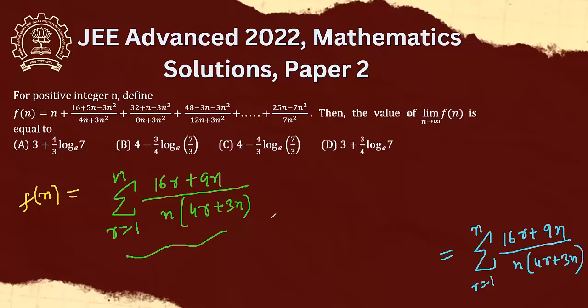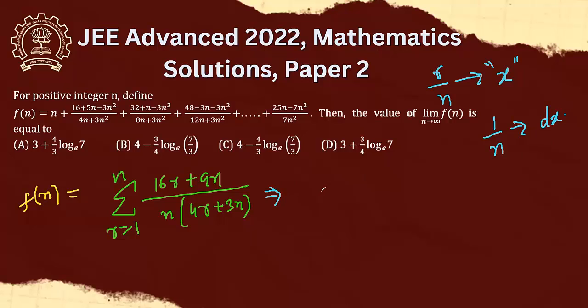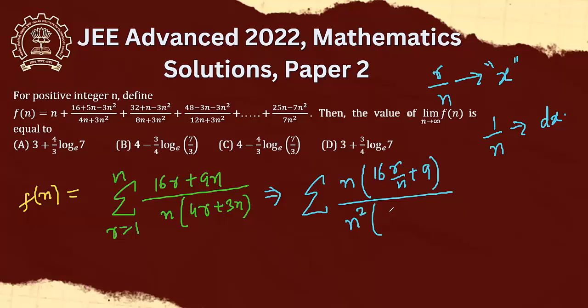Now to simplify this one, I'll use integration as a limit of sum. The technique of doing that is, we create r upon n, and r upon n I replace by x, and 1 upon n I replace by dx, right? So let's create this thing here. This is the same as sigma. I'll take one n common from the numerator, so this is 16 times r upon n plus 9, and again I'll take one n from the denominator as common, so this is 4 r upon n plus 3 here. Now you see, I told that r upon n we have to replace by x, and 1 upon n by dx, to convert this into an integration as a limit of sum.